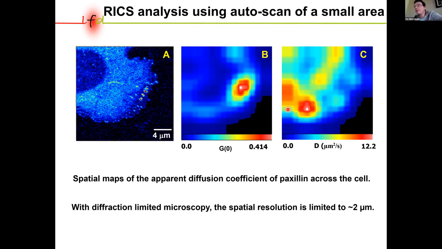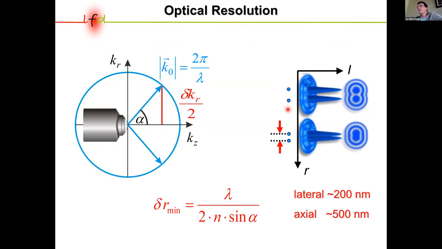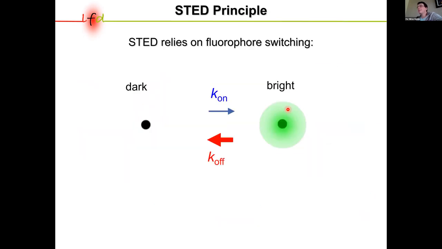Okay, thank you. So back to the resolution limits. Typical optical resolution with a high numerical aperture objective lens in the X direction is on the order of maybe 200 nanometers, and in the Z direction is maybe on the order of 500 nanometers. So this limit has been overcome.